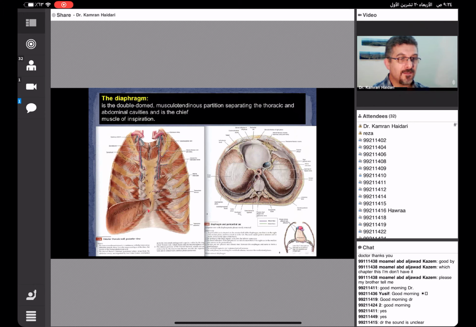And if you have a defect here and an intestinal loop herniates inside the thorax, we say Morgagni's herniation. The location of Morgagni's herniation is here, between the sternal slip and the costal slips of the diaphragm.